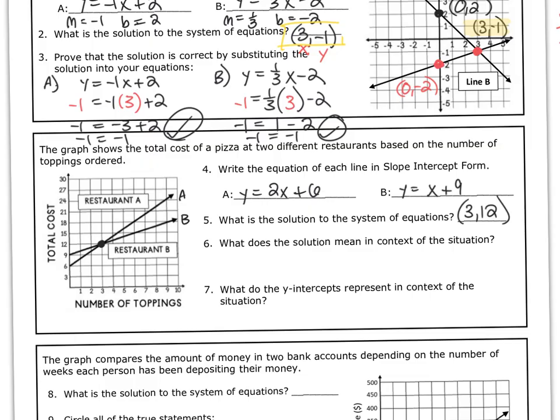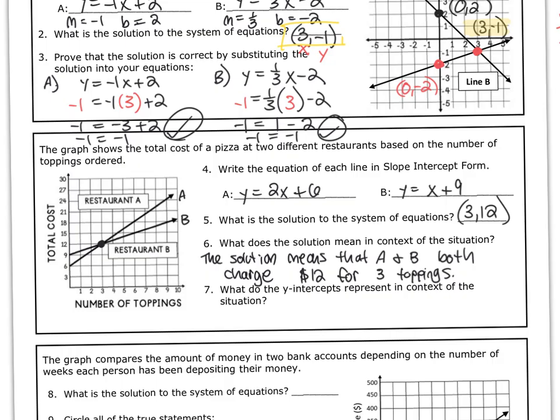What does the solution mean in the context of the situation? Talk with your partner about this. Tell your partner, what do you think the solution means in context of the situation? I want you to use a sentence stem. The solution means that... So the solution means that both restaurant A and restaurant B charge $12 for 3 toppings.